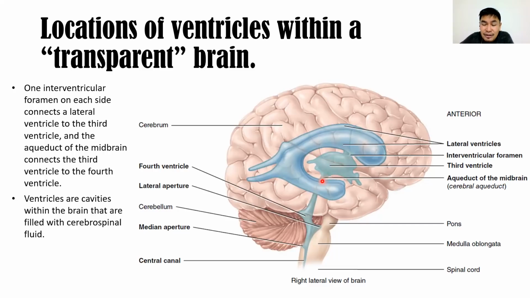the midbrain or your cerebral aqueduct to your fourth ventricle, and then ventricles, no? Third, fourth ventricle. Ventricles are cavities within the brain that are filled with cerebrospinal fluid, as mentioned. Ayun. So, yeah. Lateral ventricle 1 and 2, interventricular foramen, third, cerebral aqueduct, fourth ventricle.